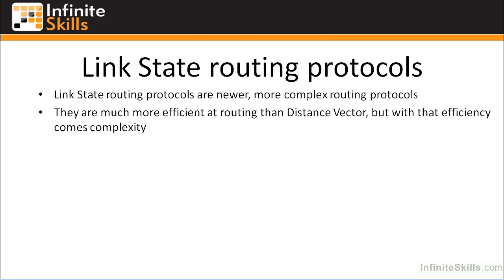Link state routing protocols are much more efficient at routing than distance vector protocols, but with that efficiency comes complexity. With RIP and other distance vector protocols, you simply turn it on and have it start advertising routes, and it just kind of works. You probably saw that in the ICND1 course if you took that, and you'll see that when we talk about EIGRP here in just a little bit.